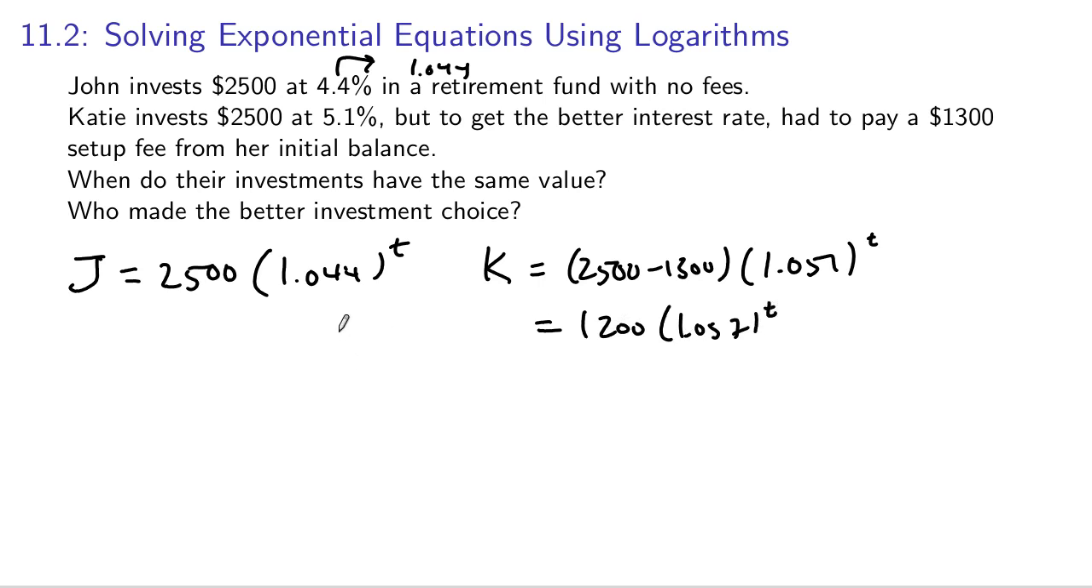When do they have the same value? Well, we now need to write an equation by setting John and Katie's balances equal to each other, solving for t. Now, until just now, we would have to guess and check to do this, but we can now take the logarithm of both sides in order to solve. Now, there are two techniques again. We can take the logarithm immediately, or we can try to combine things such that we have fewer logarithms. I'm going to do it both ways so that we can get practice both ways.